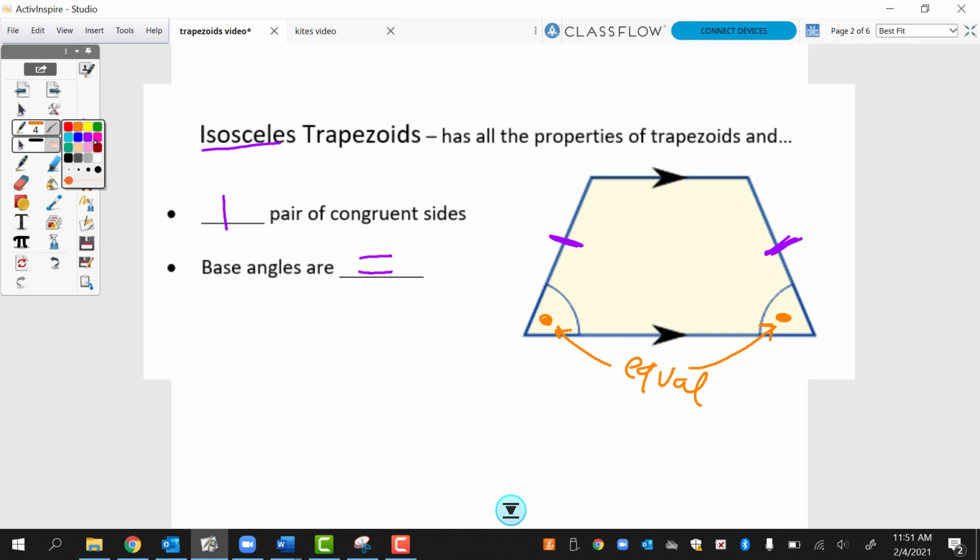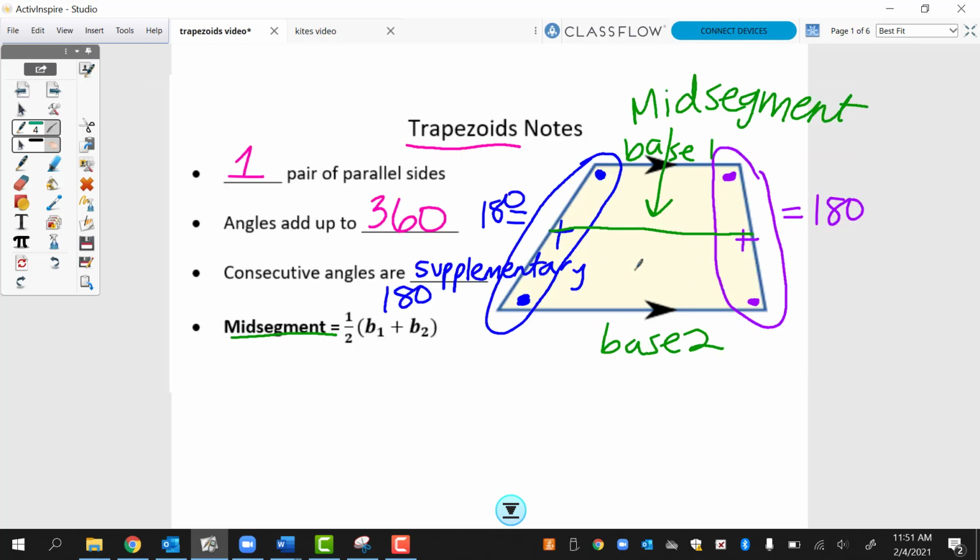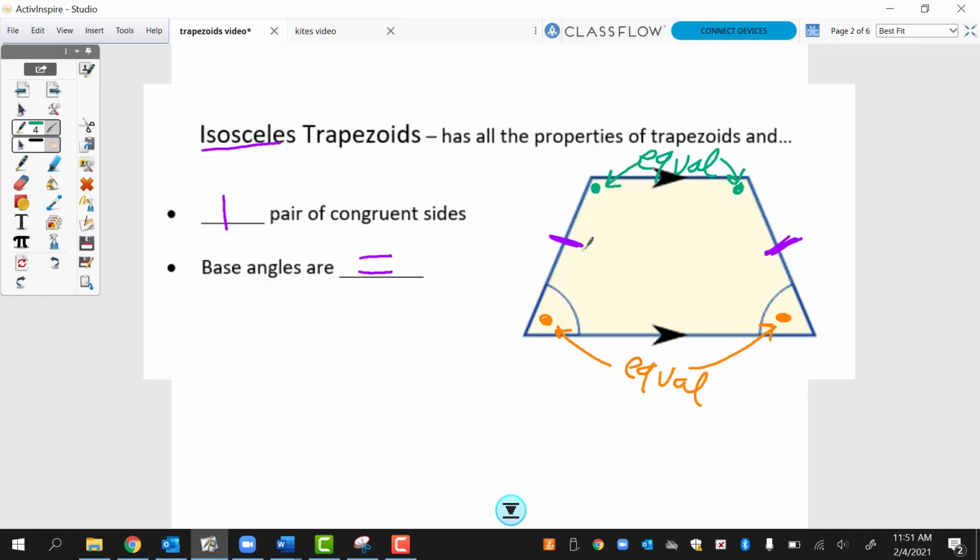Now, if those 2 are equal, then we know also the angles up here are also going to be equal. This only happens when you have the little tick marks on the sides. If we're talking about just a regular old trapezoid, then no, it does not do that. These 2 would not be equal. But down here, when I see the tick marks, oh, they're equal. And these 2 would still add up to 180.